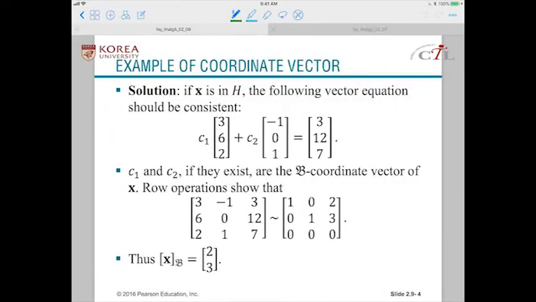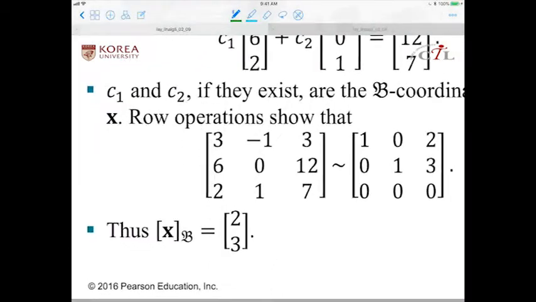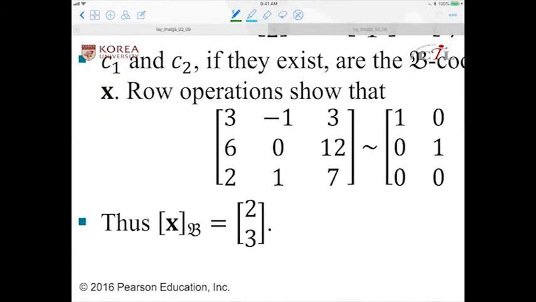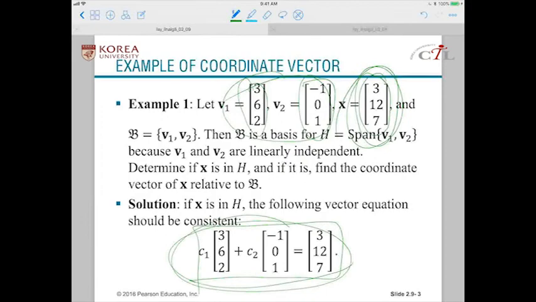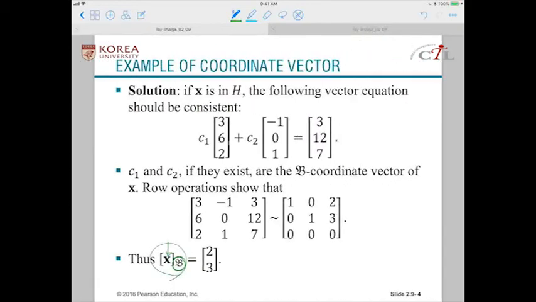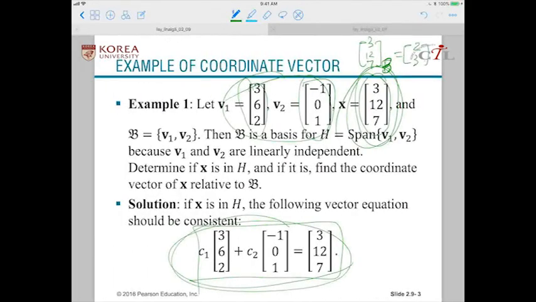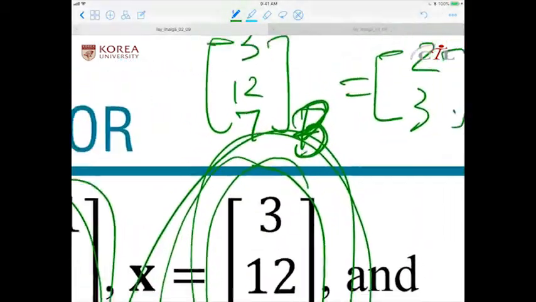And that has a special kind of notation. The coordinate vector with respect to a given basis, and that basis is called curly B, and this vector x. So here, 3, 12, 7, this vector, and B will be, what is the answer? 2 and 3. So you can understand the meaning of this notation.